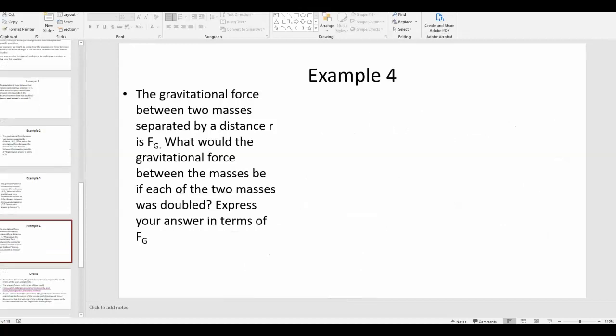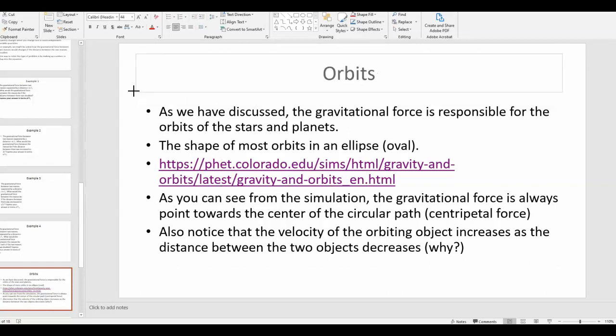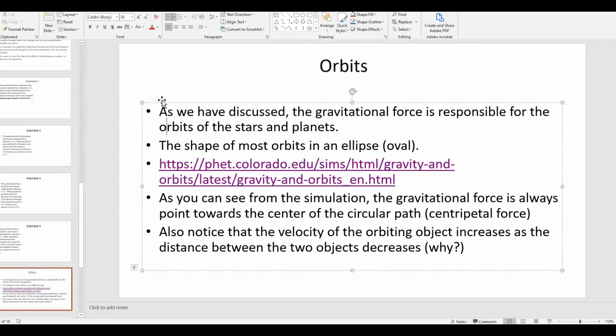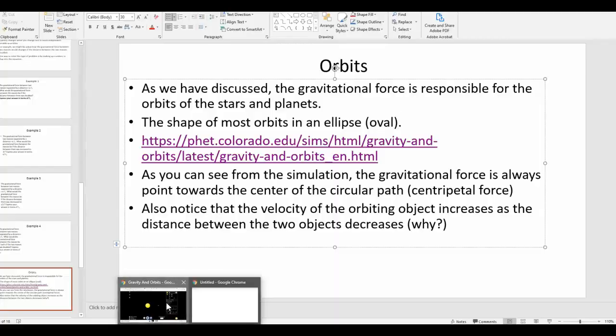Okay, the very last thing we're going to talk about in this section of the unit is orbits. As we've talked about before, the gravitational force is responsible for the tides, it's responsible for the orbits of the stars and the planets, it's what holds solar systems together and galaxies together and so on. Now, the shape of most orbits is what's called an ellipse, which is basically a mathematical term for oval. So I want to show you a simulation involving the force of gravity.